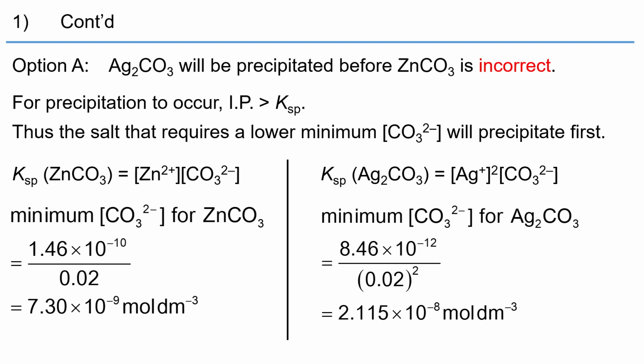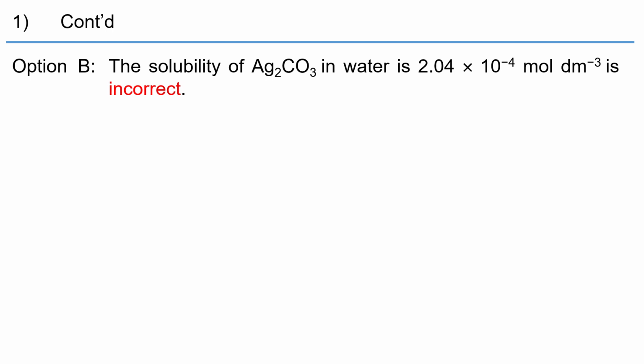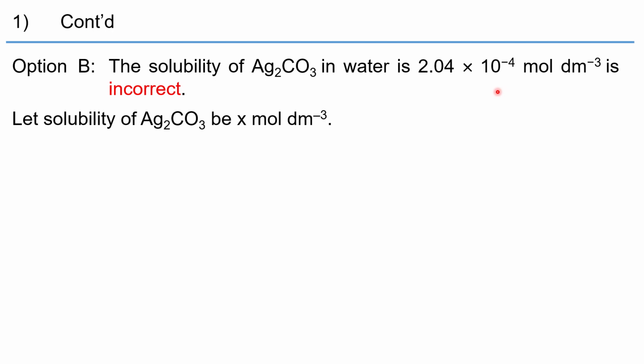Now, let's move on to option B then. In option B, you're told that the solubility of your silver carbonate in water is 2.04 times 10 to the minus 4. Now, this again is incorrect. We can again do a calculation to verify this. I do not know what the solubility is, so I can let it be x mole per dm cube.